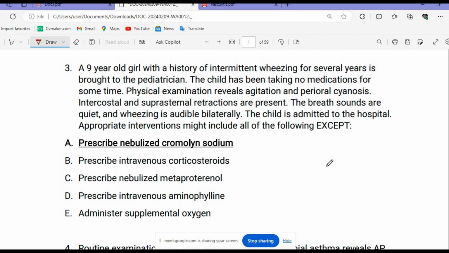Question number 3 is again not so convenient a question, but let's see. A 9-year-old girl with a history of intermittent wheezing for several years. What is wheezing? Wheezing is a whistling sound.